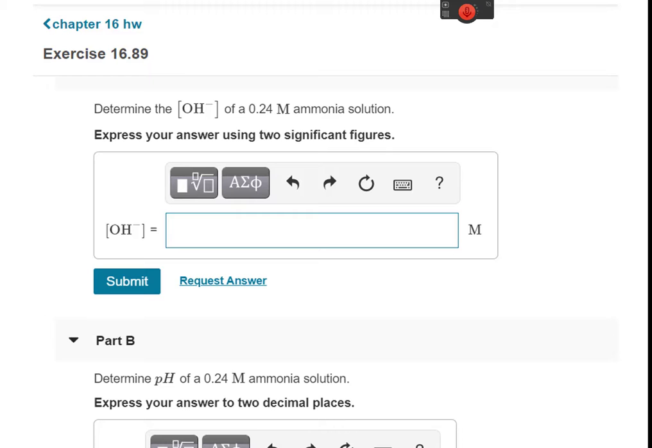So the other thing you will need is the value of an equilibrium constant. In this case, because we're looking for the hydroxide concentration, we probably want the value of K sub B. Okay, so we'll have to look that up in a table. And let me go ahead and show you the table, and then we'll move ahead and solve the problem together.